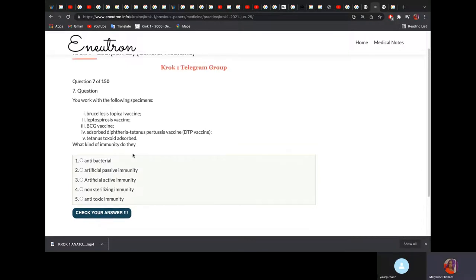Because you also have acini in your parotid gland, it is because of the zymogenic eosinophilic substance. That's why we're going for pancreas. Okay, so work with the following specimen. You can see there's a lot of vaccines here.